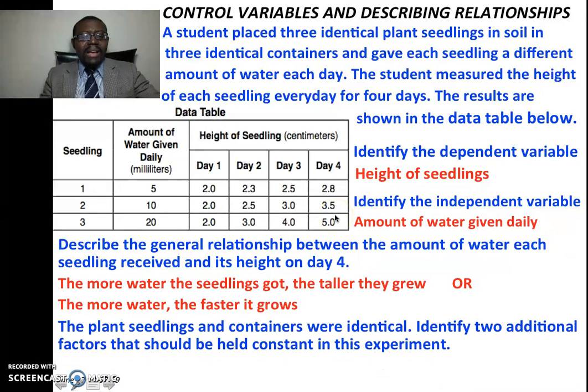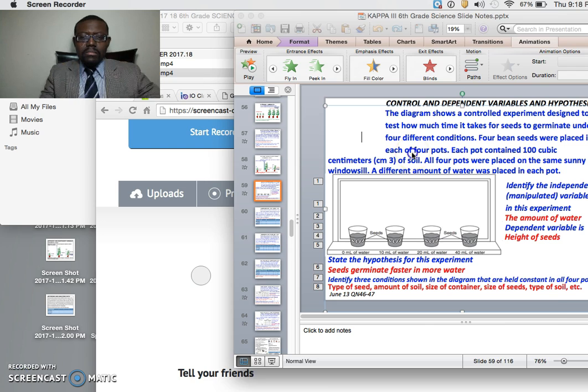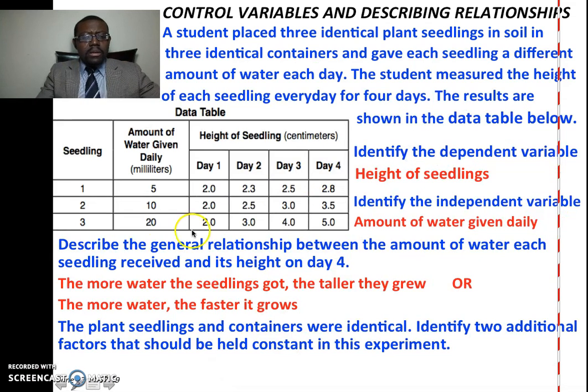Let's look at the last question. It says, the plant seedlings and containers were identical. Identify 2 additional factors that should be held constant in this experiment. So in this experiment, what are some of the other control variables, or what are some of the other things we are keeping constant or the same in this experiment?